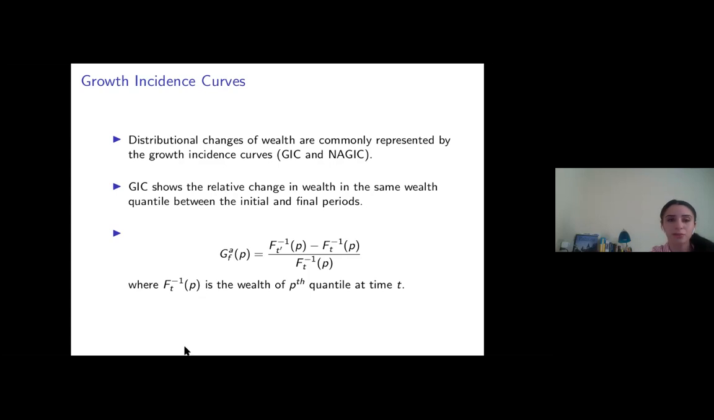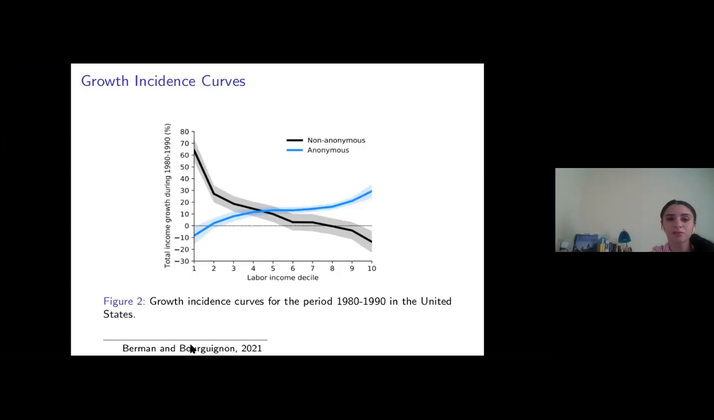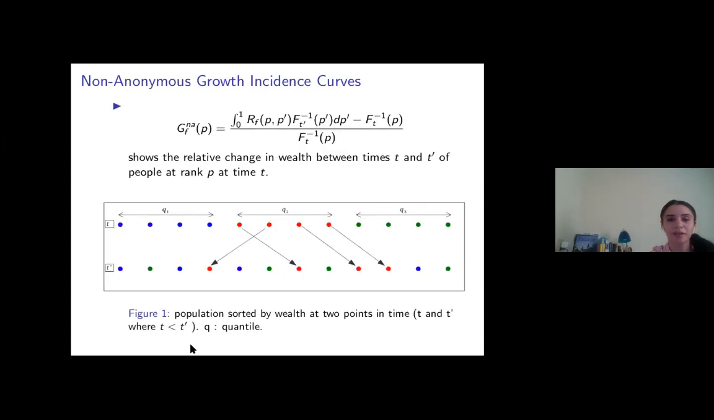Unlike the anonymous growth incidence curve, the non-anonymous growth incidence curve definition might be slightly confusing if you are looking at it for the first time. The non-anonymous growth incidence curve still shows the relative change in wealth between the time t and t prime, but of the people who were at rank p at time t. So this part is important.